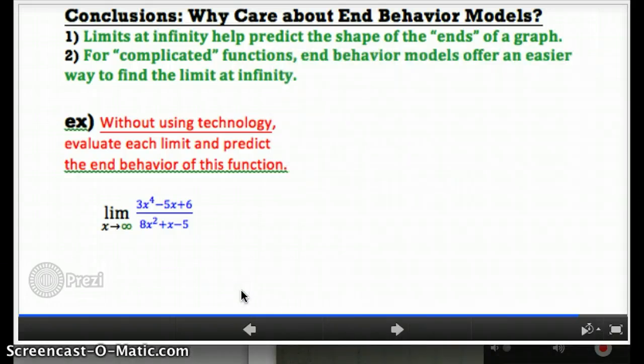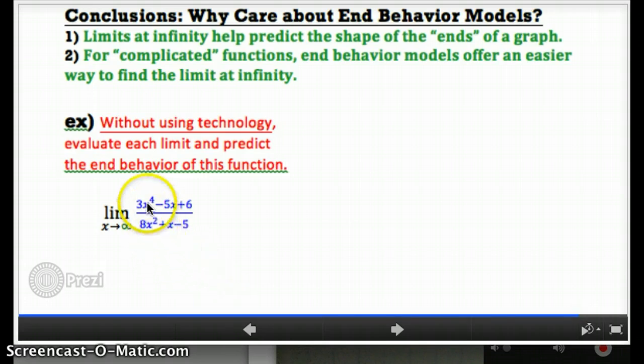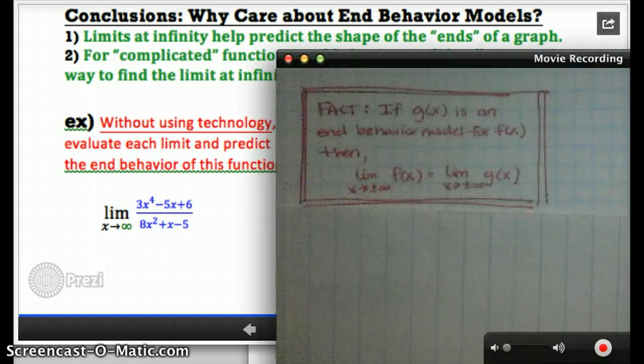Furthermore, if I try to use my intuition, asking myself, well, what if I plug in really large numbers on the top and the bottom? The intuition fails because the top is going to get really, really large, and so is the bottom. So this is one of those infinity over infinity situations where just using your common sense isn't going to give us an answer. Luckily, there is a special fact, and it's a fact about end behavior models.